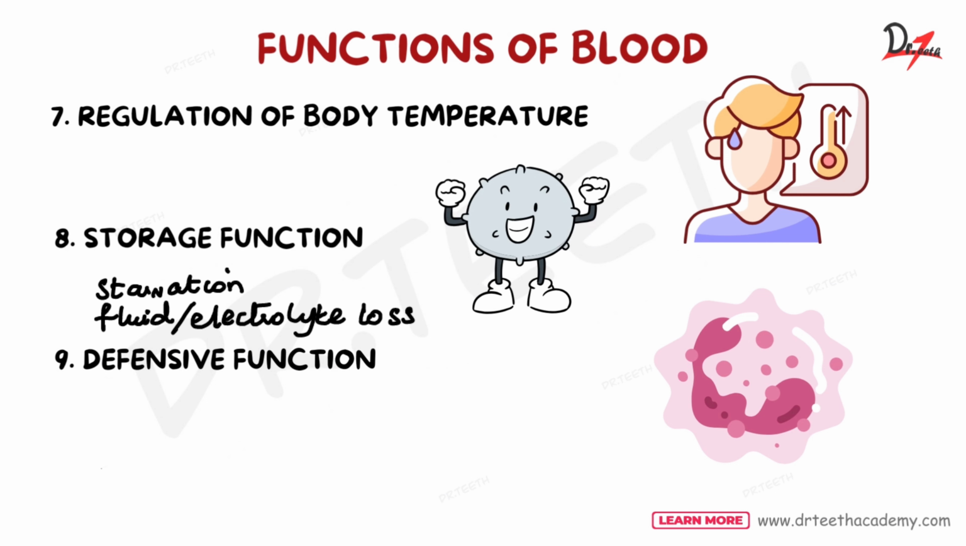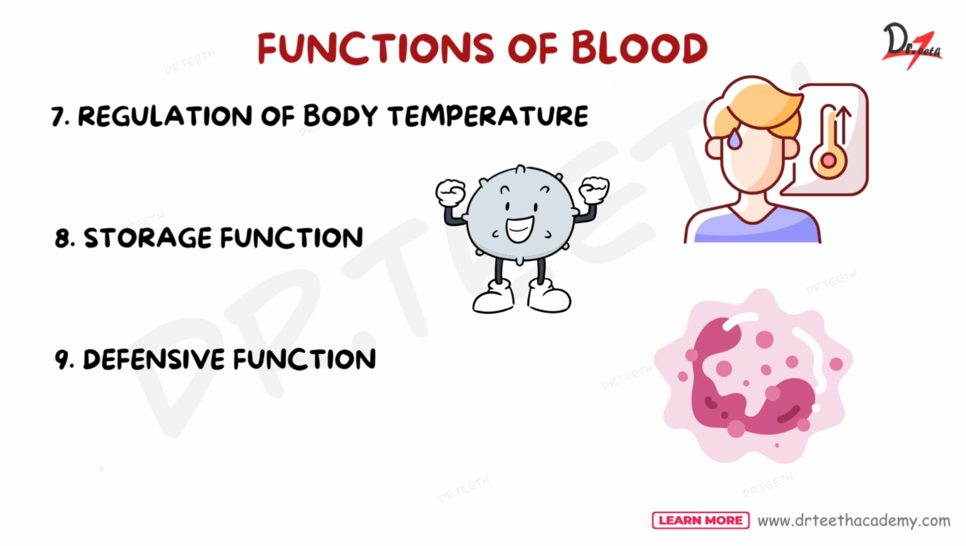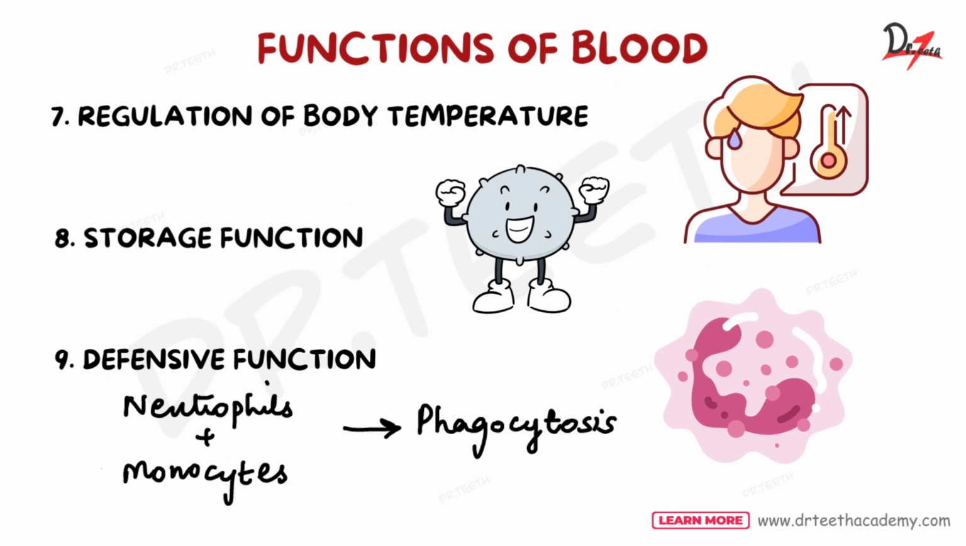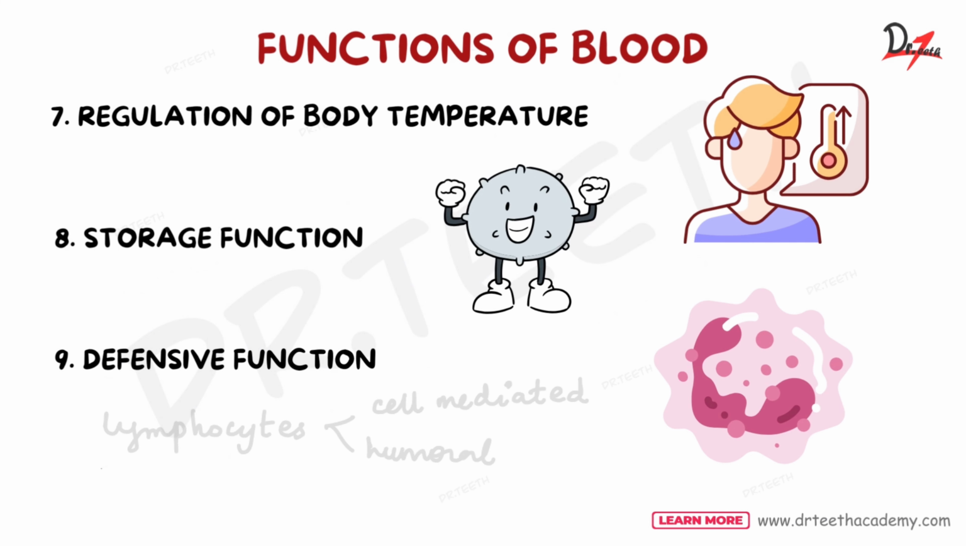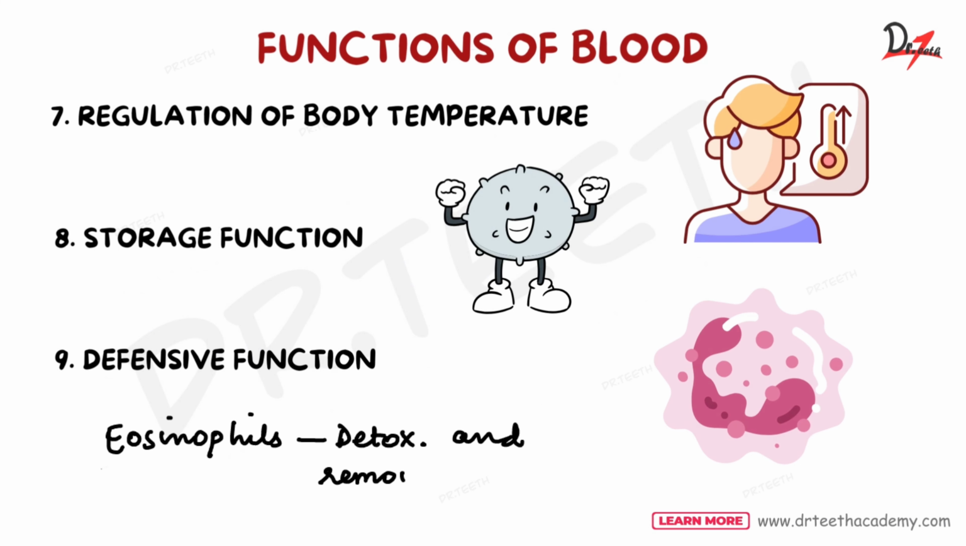Finishing it off with one of the most important functions of blood, that is the defensive function. We all know that blood has WBCs, or the white blood cells. So the various white blood cells in the blood provide the defense mechanisms and protect the body from the invading organisms. Neutrophils and monocytes engulf the bacteria by phagocytosis. Lymphocytes provide cellular and humoral immunity. Eosinophils protect the body by detoxification, disintegration, and removal of foreign proteins.